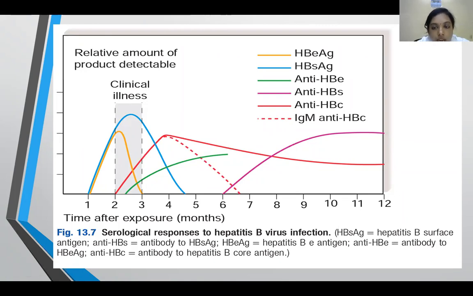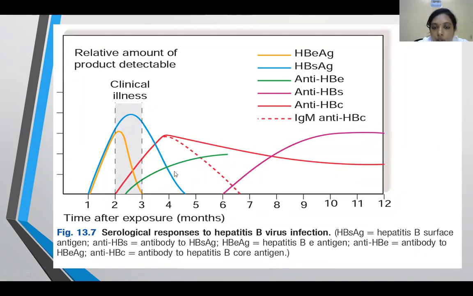Now, antibody to HBe antigen, that is anti-HBe, the green line. Oh, anti-HBs, I have not shown you. This is the bold red line. Initially it is IgM and then later on it becomes IgG.